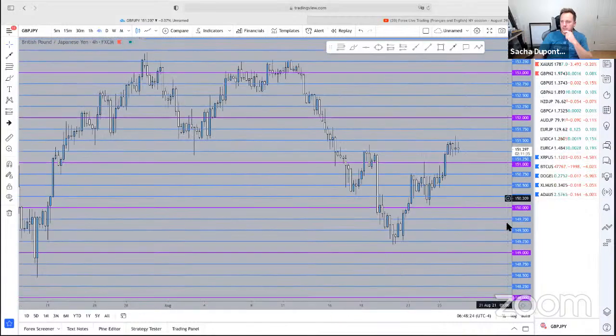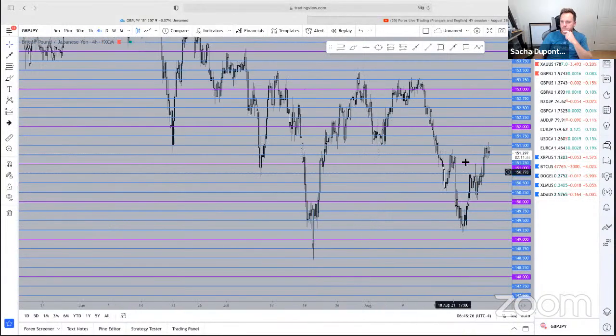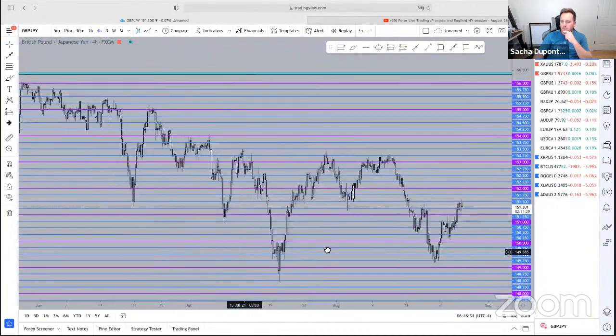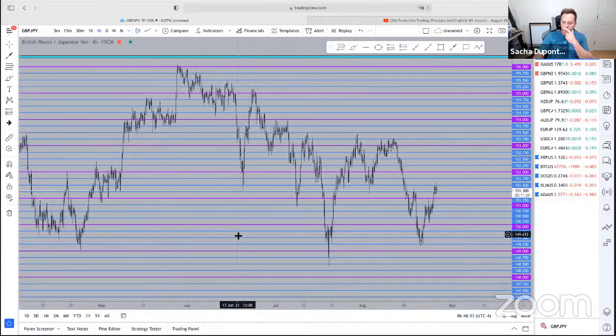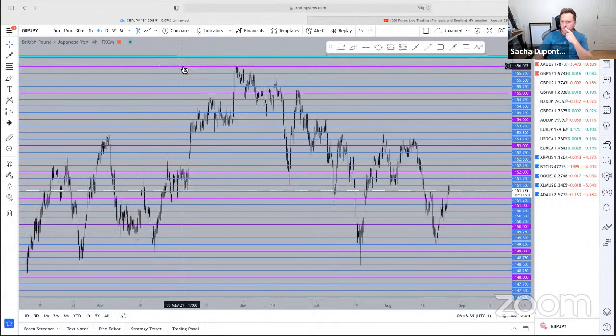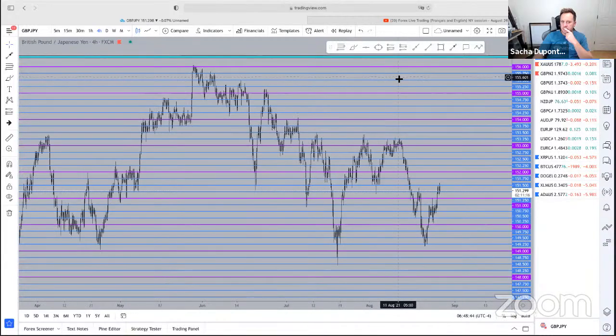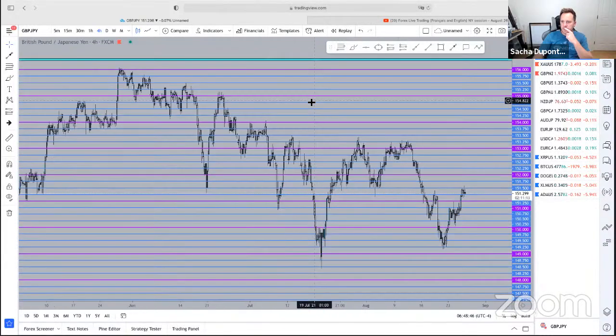So now let's take a look at the 4 hour. What is the 4 hour giving us? So now, if you look at this, the 4 hour has been trending to the downside for a little while, since May almost. Yeah, since May, the 4 hour has been trending down.